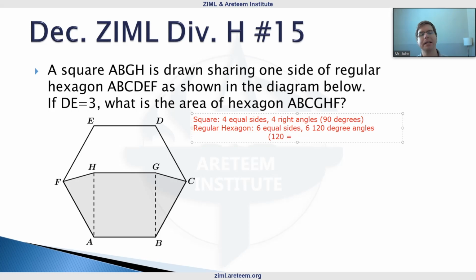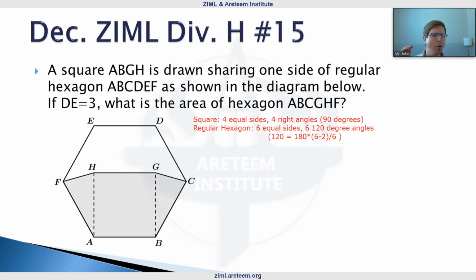So 120 here is 180 times 6 minus 2, over 6. So you take the number of sides minus 2, and then you divide that by the number of sides. So actually, all 6 angles add up to 180 times 4. That's 720. So all 6 angles in that hexagon add up to 720, so each of them individually must be 120. Notice this formula works for a square as well. 180 times 4 minus 2 over 4 does give us 90 degrees each there as well.